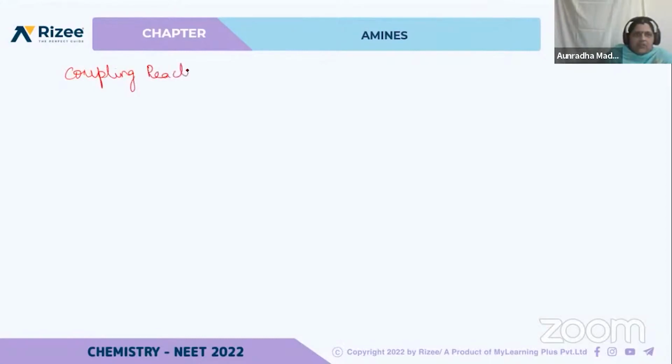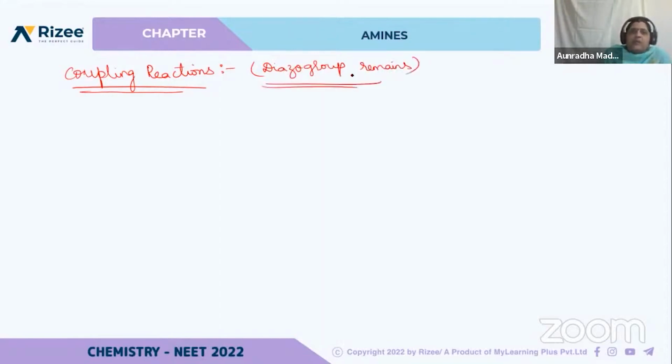Coupling reactions. Joining, we can say simply. In this case, the diazo group remains in the product. Diazo group stays in the product.